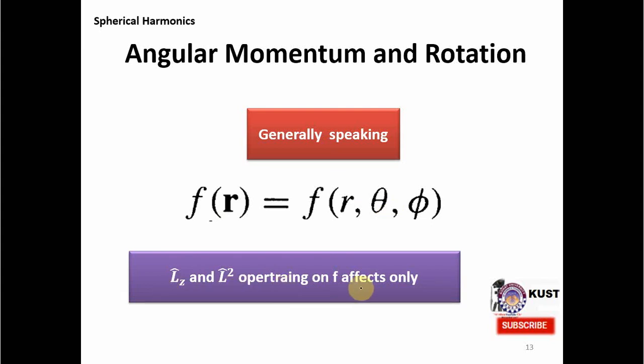And so generally speaking, when f(r, theta, phi) is operated on by Lz and L squared, it is affected only through Lz, which will affect it only through theta, and L squared will affect it only through phi. They will not affect r, and they will produce a motion about r, and that's why we can keep it constant, or we can treat it as constant.